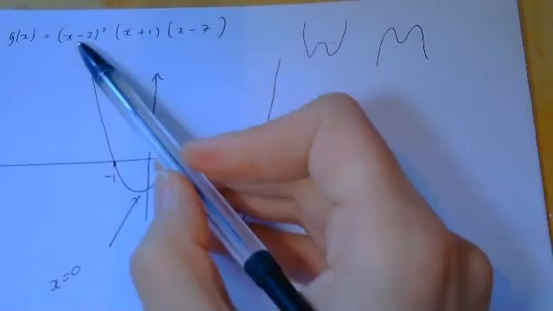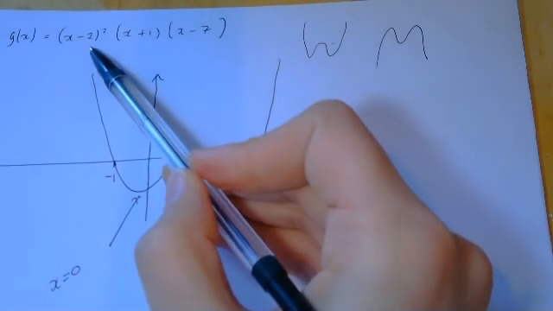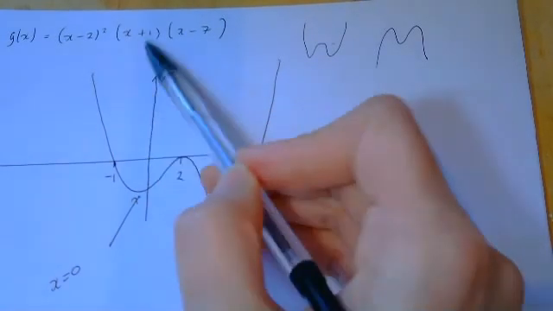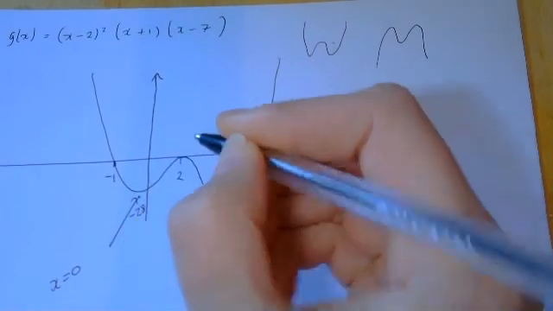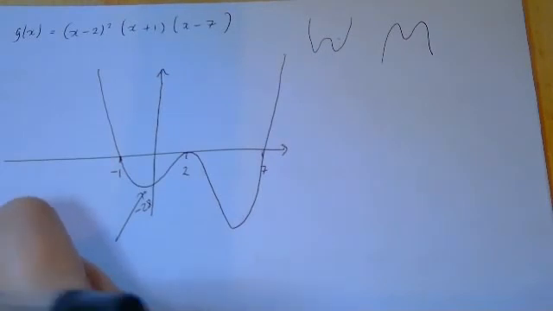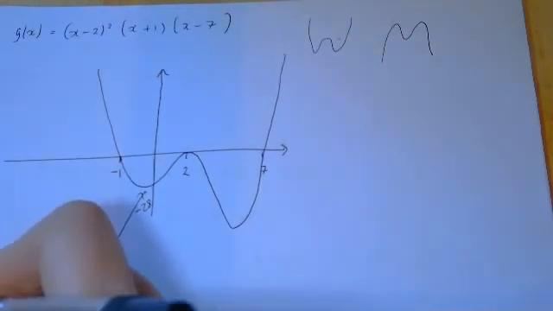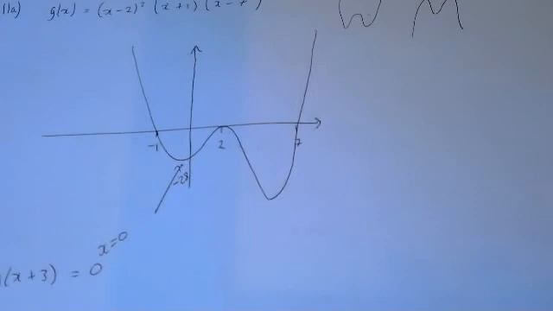I need to know where it crosses the y-axis. To do that, I'm going to put in x equals 0, and that's going to tell me where it crosses the y-axis. So when I put 0 in here, I get -2 squared, which is 4. 4 times 1 is 4, times -7 gives me -28. So that is what my sketch would look like.